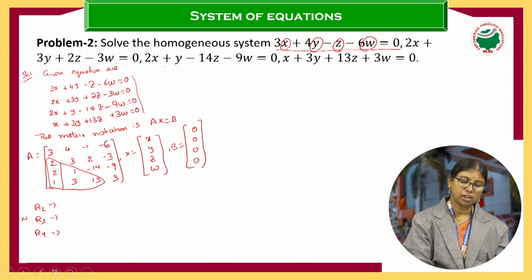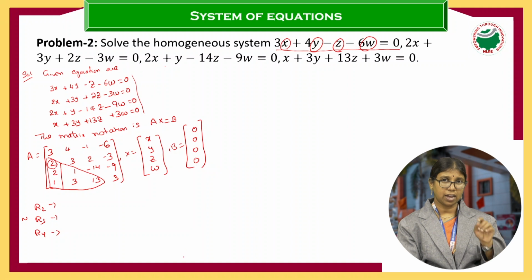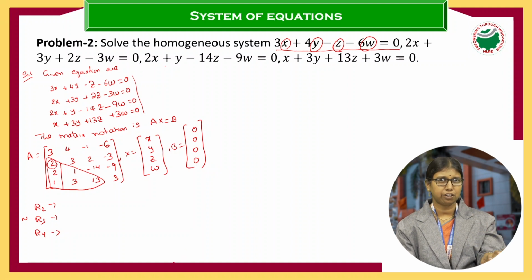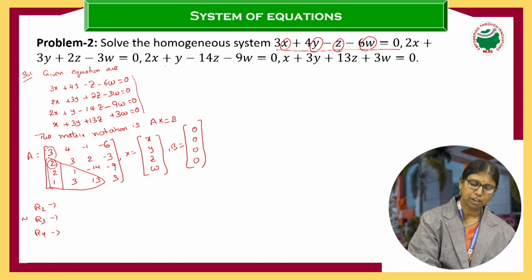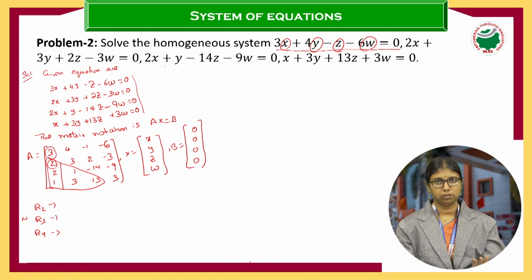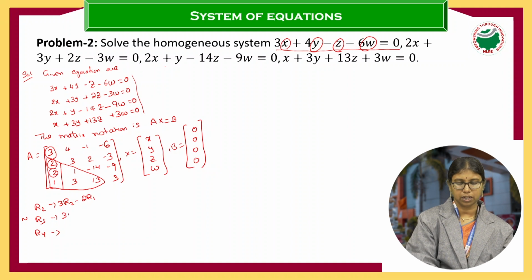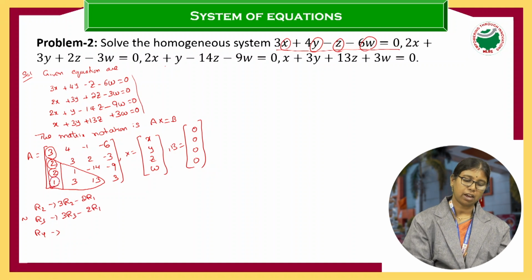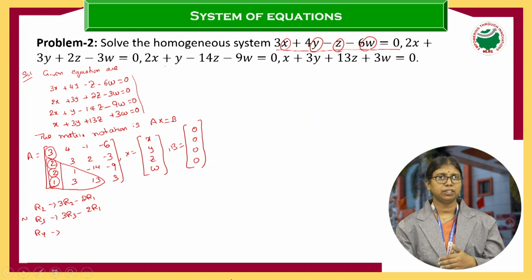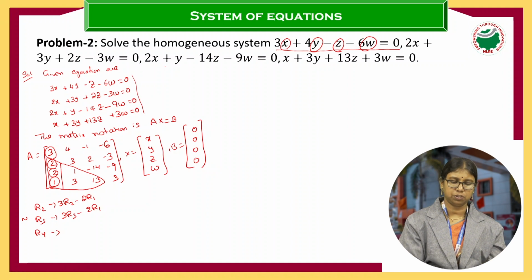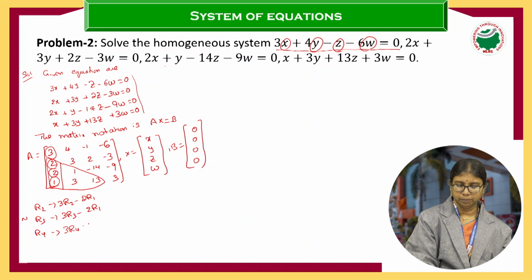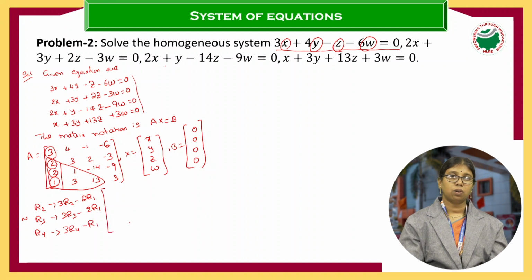How can we change these values? Here I have 2. By using R1 only, we can change R2, R3 and R4. In R1, the corresponding value is 3. There is no common multiple, so do the cross multiplication. That is 3R2 minus 2R1. Similarly, for R3 also I have 2, so same, 3R3 minus 2R1. Next, here I have 1 in R4. If you multiply the 4th row with 3 and subtract R1, you will get 0. That means 3R4 minus R1.